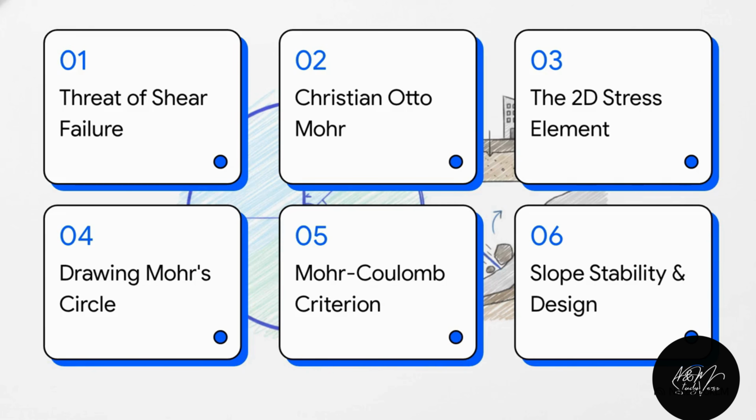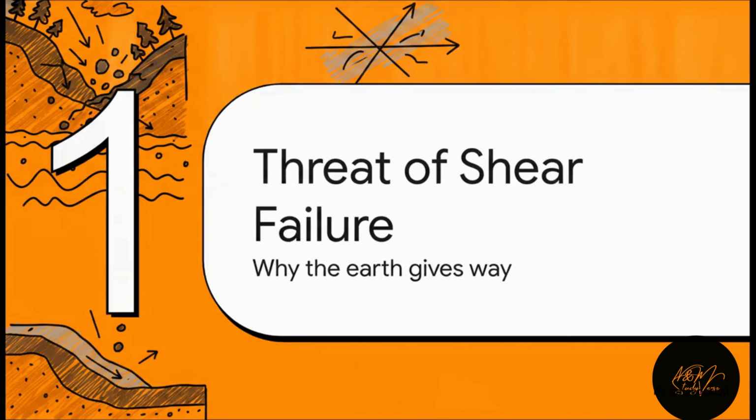To figure that out, we're going to walk through the threat of shear failure, meet the brilliant Christian Otto Mohr, zoom into the 2D stress element, draw Mohr's circle, apply the Mohr-Coulomb criterion, and finally look at real-world slope stability and design. Section 1. The threat of shear failure and why the Earth actually gives way.